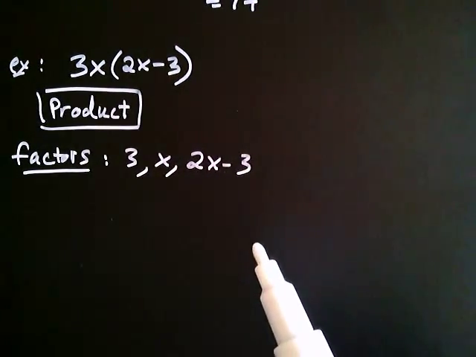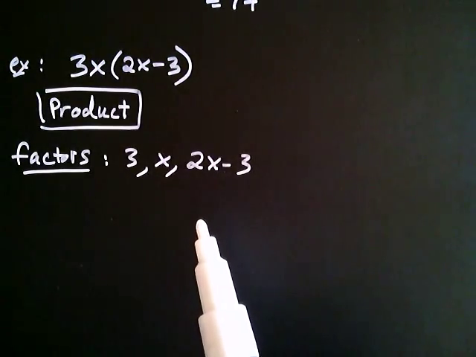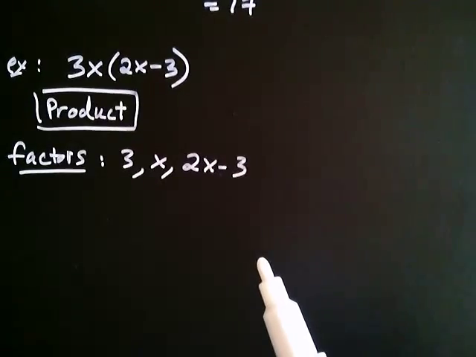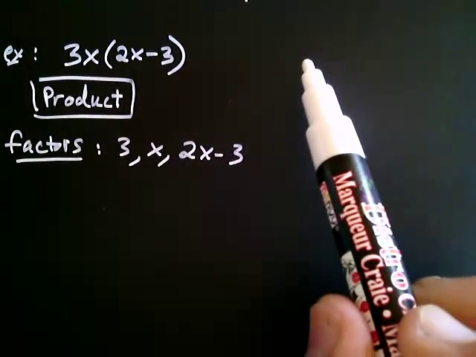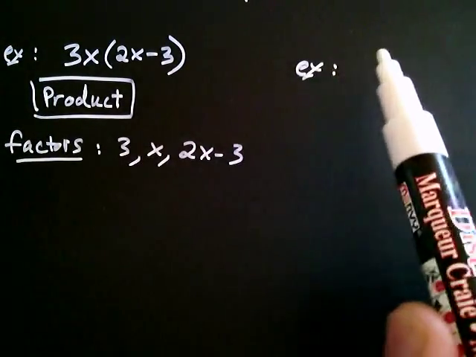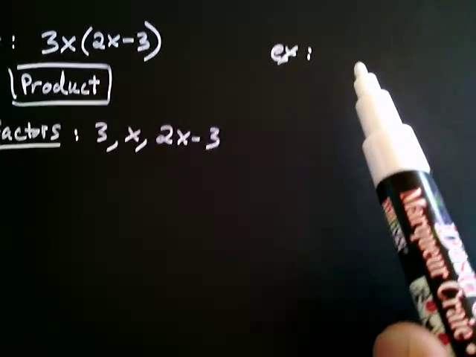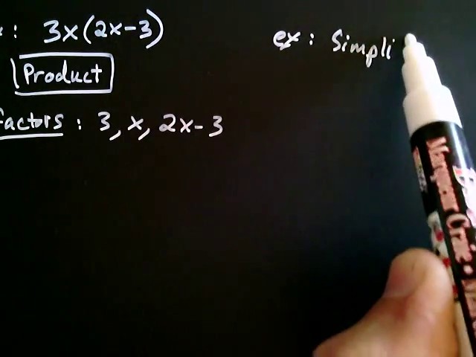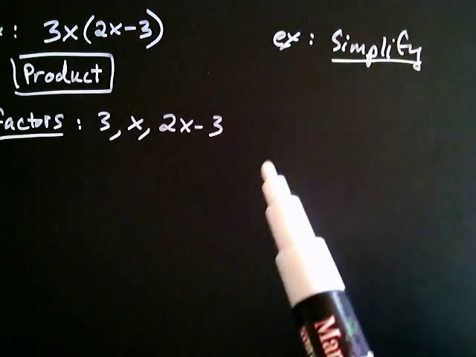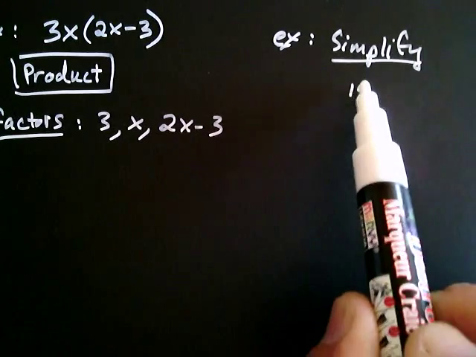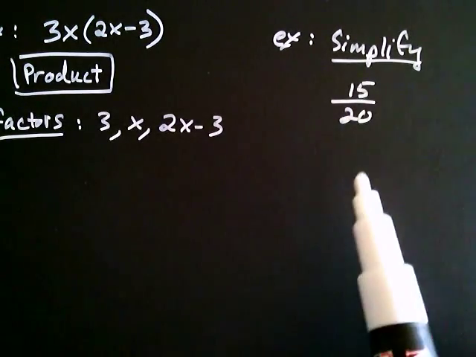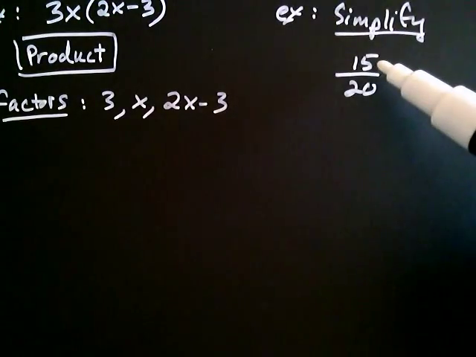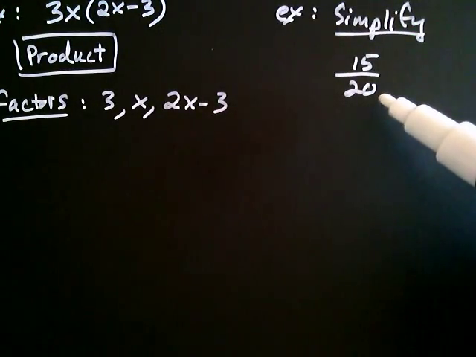Now, why would we take the time to do that? Why would we bother with identifying the factors? Well, think back to how we simplify fractions. So, for example, if you were asked to simplify 15 over 20, how did we do that? Well, what we did is we wrote the prime factorization of 15 and 20, and then we canceled.